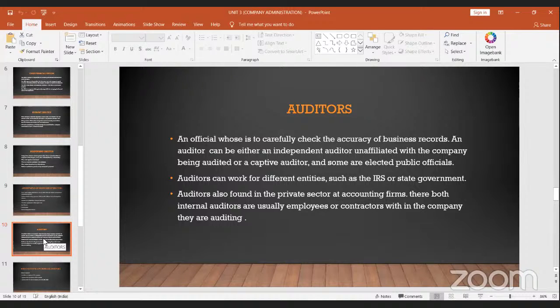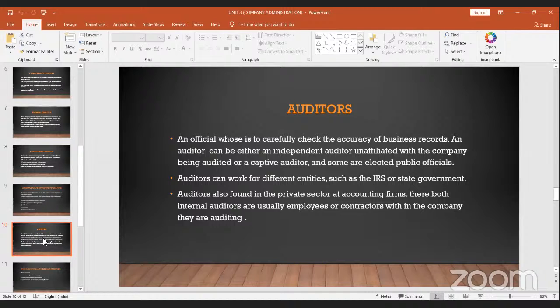So an auditor is an official who has to be careful to check the accuracy of the business records. We classify auditors into two types: internal auditors and external auditors. Why do companies require an internal auditor? Because he is an employee who takes care of maintaining the accuracy of the business records. If they do not appoint an internal auditor, then at the time of auditing, an external person comes to the company and cross-verifies the business records.